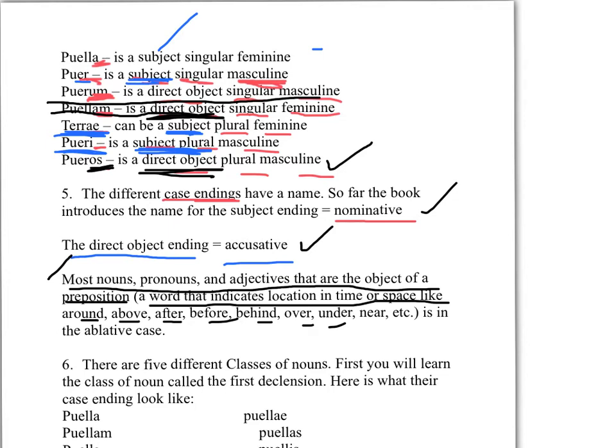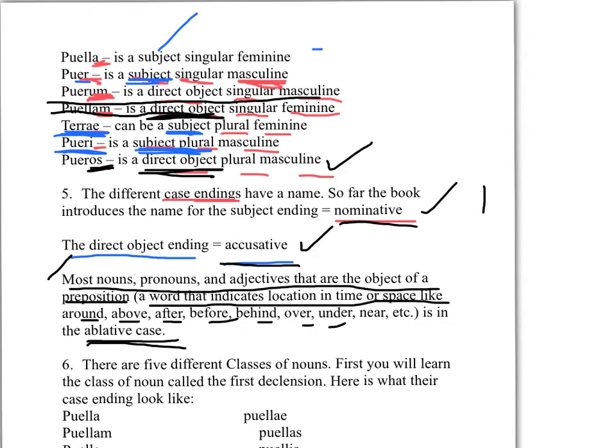Most nouns, pronouns, and adjectives that follow a preposition are in the so-called ablative case. So you've got 3 case endings so far that are indicated by the endings or suffixes that go on the end of a noun. They're the nominative case ending, they're the accusative case ending, and they're the ablative case ending.